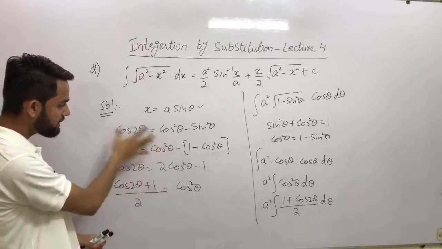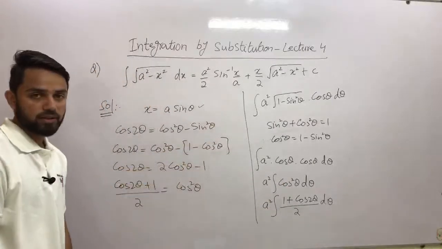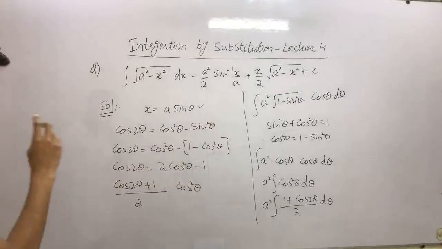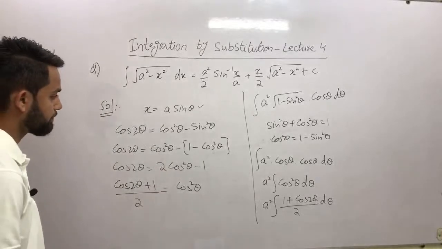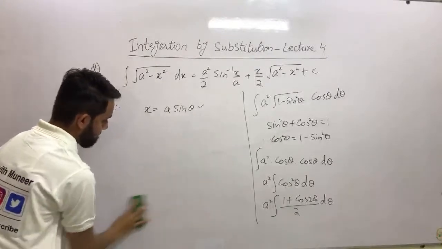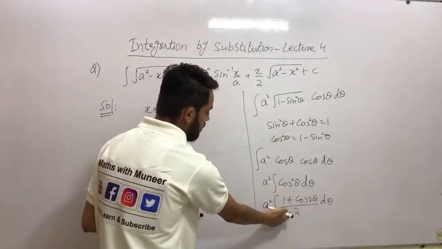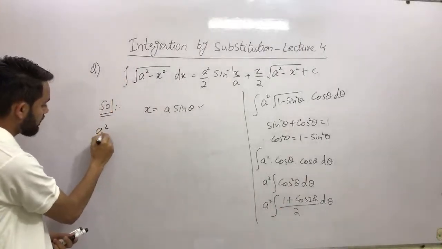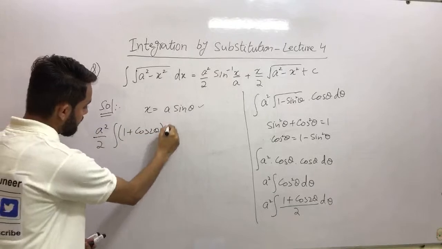Okay, which portion should I erase? We don't need this, since this was just a transformation in order to get the value of that, but you do need it. So I am going back for some seconds, so that if you want to take a screenshot of this whole thing, you can take it down. Now let's erase this portion. Since 2 is a constant in the denominator and we don't really need it, we can take that out. So a square over 2 times the integration of 1 plus cos 2 theta d theta.